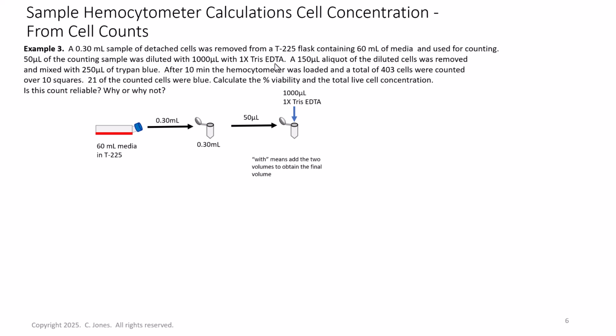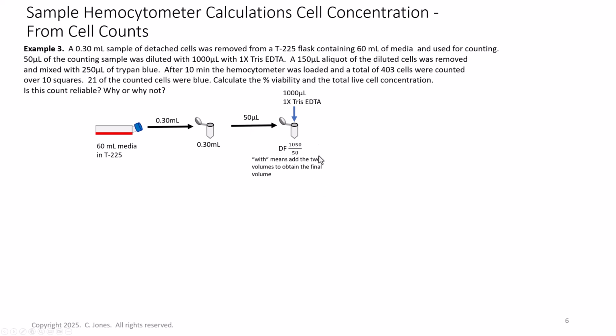All right. So with means we added the two together. So our final volume is going to be 50, the amount that we withdrew, plus 1,000. So this is going to be 1,050 microliters as our final volume. And our initial volume is going to be 50 microliters.